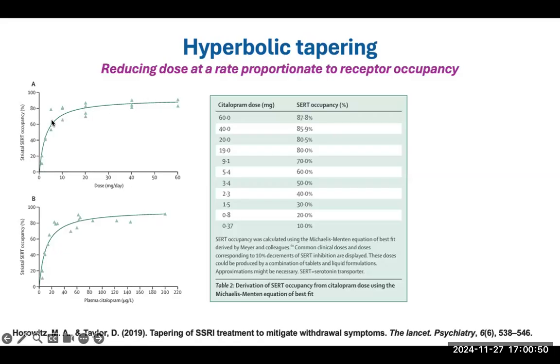And then once we get below about 10 milligrams, we see this precipitous drop off in occupancy. So this helps to explain why the first part of your reduction is relatively easy, but the last part is much more difficult. And so if we're going to reduce the drug amount by the proportion of how much it's occupying the receptor, we need to think about reducing by about 10% of current total dose per month.